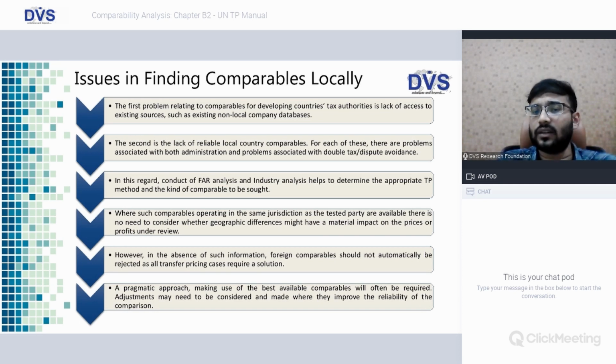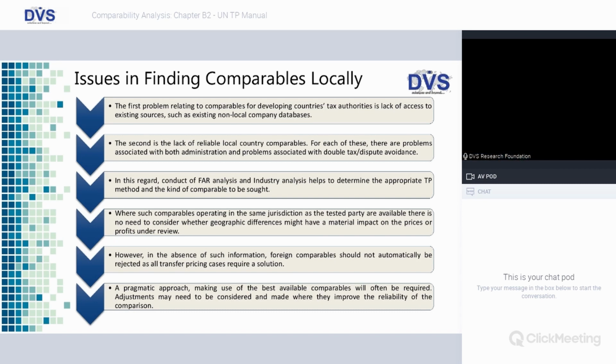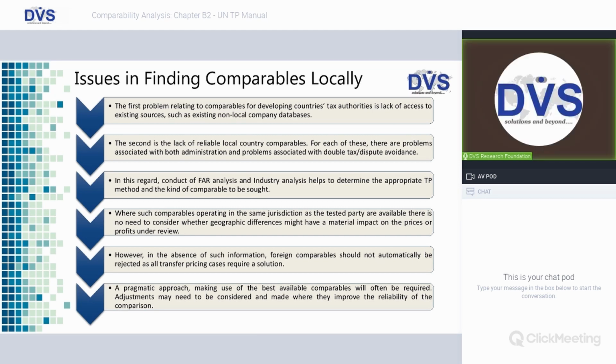Then comes the question: what are the various issues, friends, in finding comparables locally? It is not easy, friends, to get the exact comparables for our company or for our transaction. And what are the various issues? First, developing countries' tax authorities lack access to existing sources such as non-local company databases. Second, again, there is a lack of reliable local country comparables. For each of these, there are problems associated with both administration and double tax dispute avoidance.